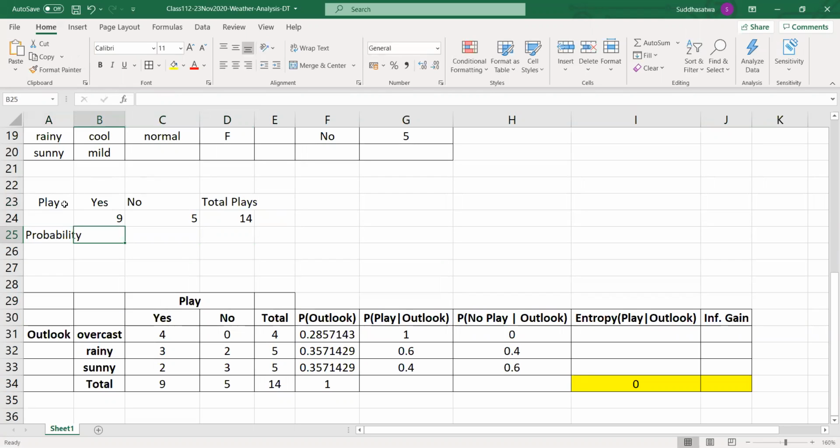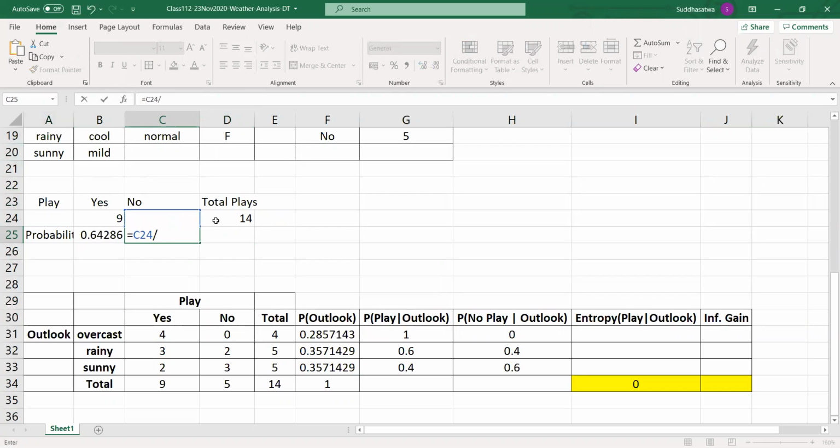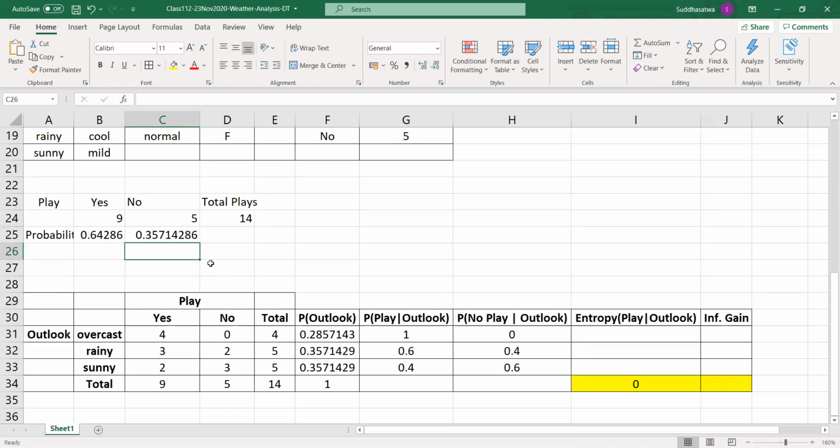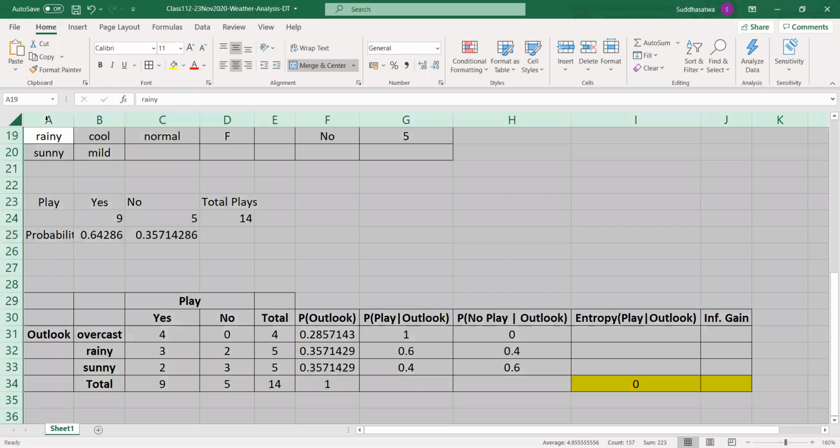The individual probability is going to be what? This divided by this, right? If I take this, this is 0.64286. Again, this one is equal to this divided by this, right? The event I'm interested in divided by the total number of outcomes, the expected outcome by the total number of outcomes. So I get the probability.